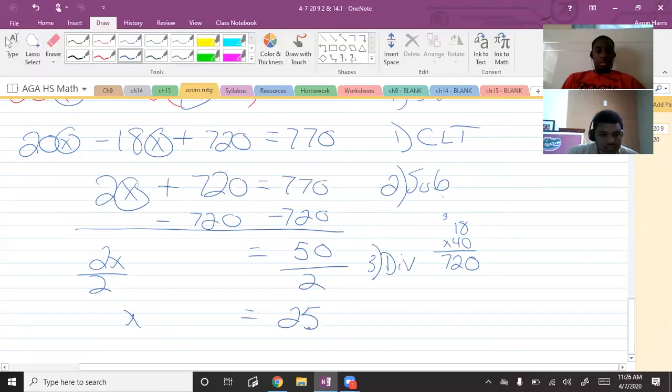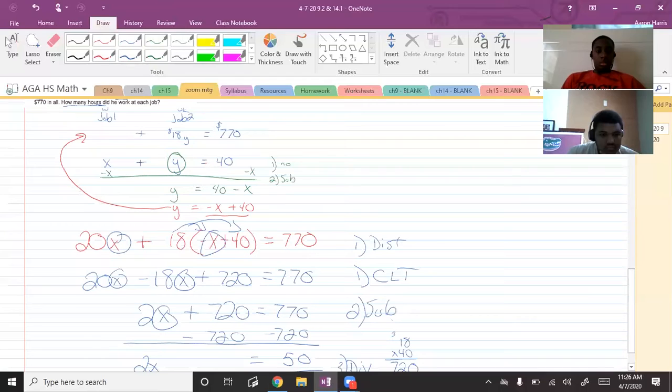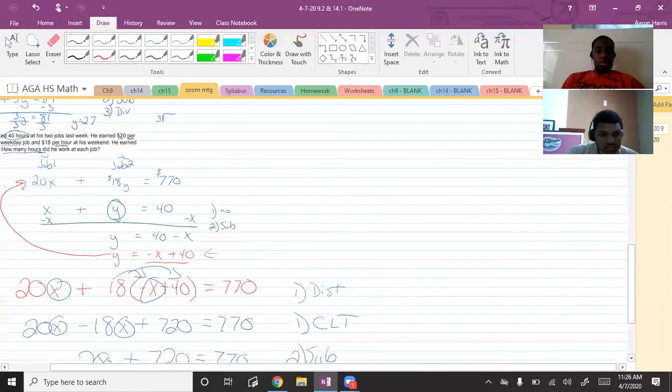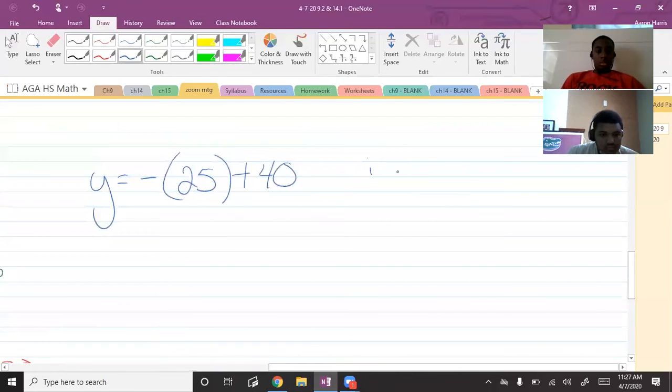So I know x is equal to 25. So what does x represent? X represents how many hours he's working in his weekday job. So what do I have to find now? How many hours he works on his weekend job. Well, instead of putting it back in here, I'm going to put it in this one because this one already says y equals, right? So here we go. Y equals negative, what's x equal to? 25 plus 40.